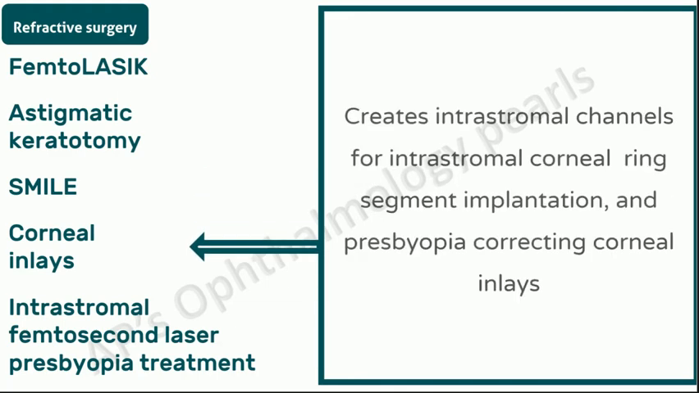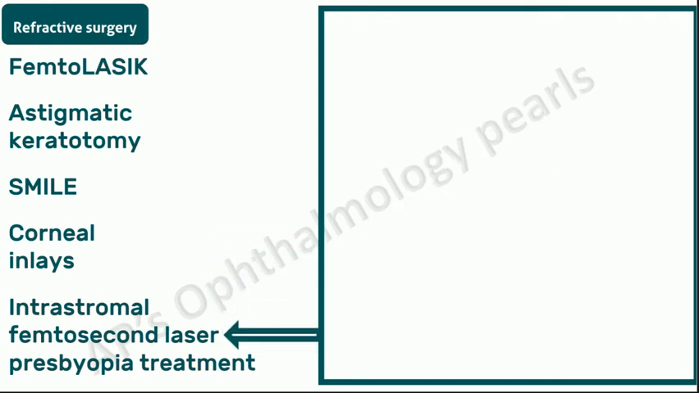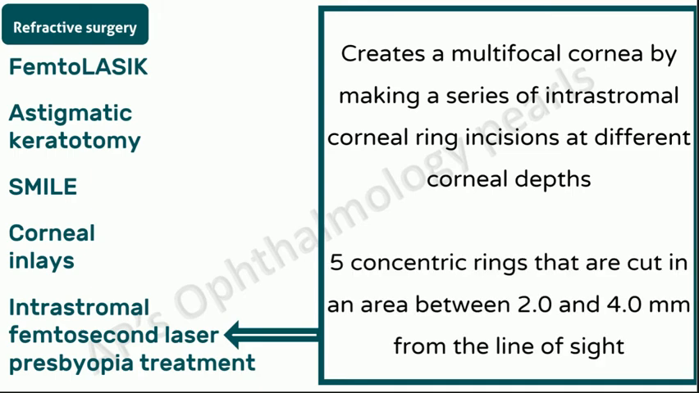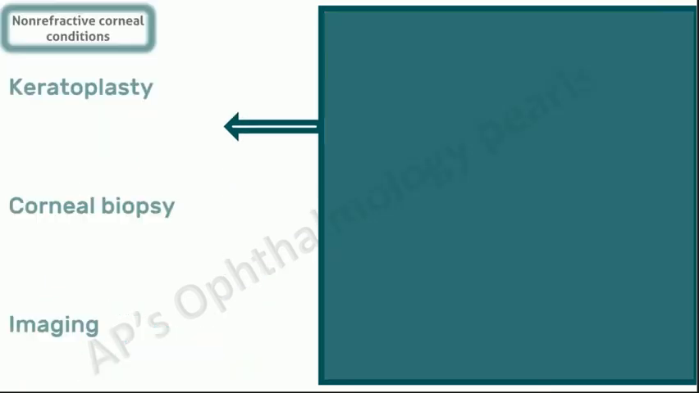Femtosecond lasers can be used to create intrastromal channels for intrastromal corneal ring segment implantation and for presbyopia correcting corneal inlays. A new procedure for the treatment of presbyopia is intrastromal femtosecond laser presbyopia treatment, where the laser is used to create a multifocal cornea by making a series of intrastromal corneal ring incisions at different corneal depths. The pattern for presbyopia correction consists of 5 concentric rings that are cut in an area between 2 and 4 millimeters from the line of sight.